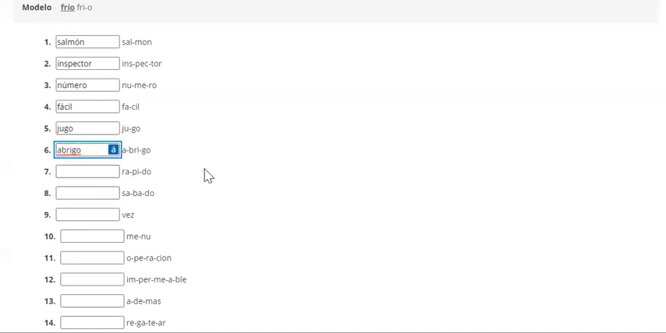Okay, next word. Now, hopefully, just think, how do you say this word? Think before I say it. How do you say this next word? And hopefully you said it was rápido, rápido, rápido.